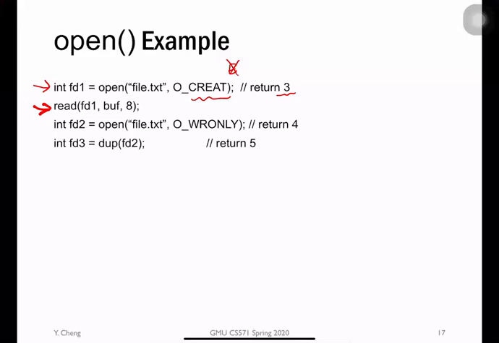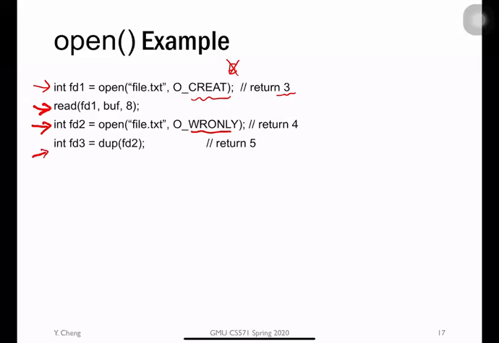So the third line shows another call to the open system call. In this line, it opens up the same file, but with a different opening mode, which is write and read only, okay? This is a different mode, meaning it could be written, it could be read from the disk. As a result, it returns a different file descriptor, which is FD2 with an associated integer value of 4. So this is the third line.